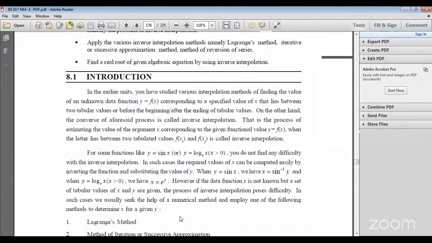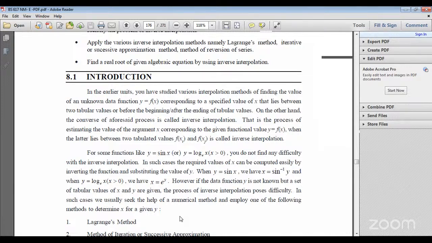In this unit, we have interpolation methods, finding the value of a known data function y equal to f of x corresponding to a specified value of x that lies between two tabular values, or before the beginning or after the ending of the tabular values. On the other hand, the converse of this process is called inverse interpolation. That is the process of estimating the value of the argument x corresponding to a given functional value y equal to f of x, when the latter lies between two tabulated values, f of x i and f of x j.